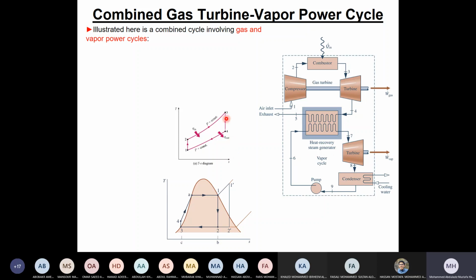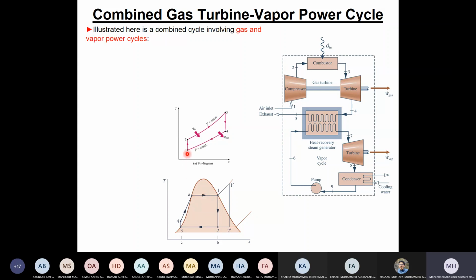I put both of them here. This is the simple cycle, which is the gas turbine, and this is the simple Rankine cycle. What we have done is we have joined these together here. How did we join this together? This is the output from here. We take it as a heat in the boiler here. So the way to calculate this is the same as simple cycle.